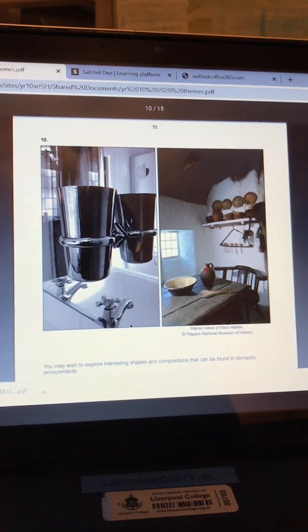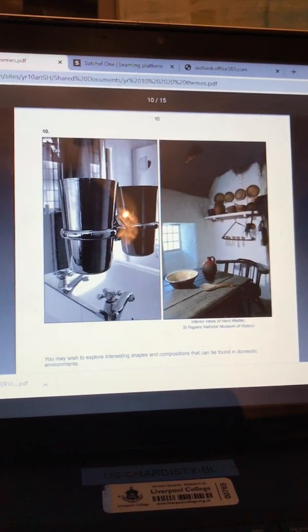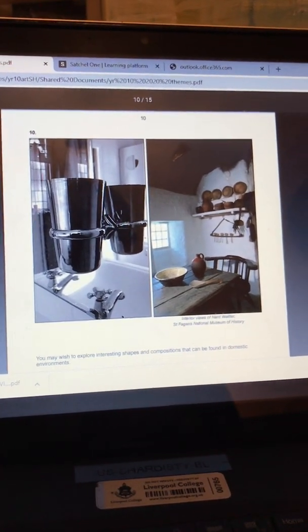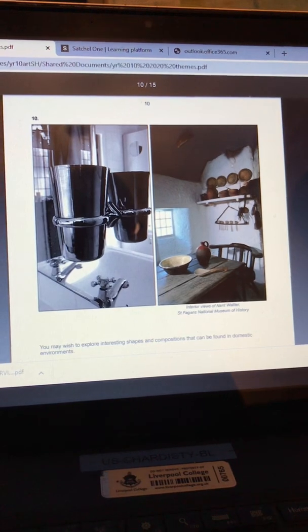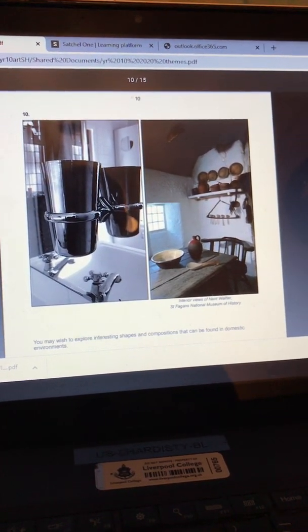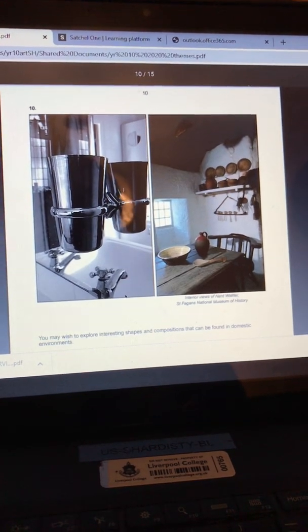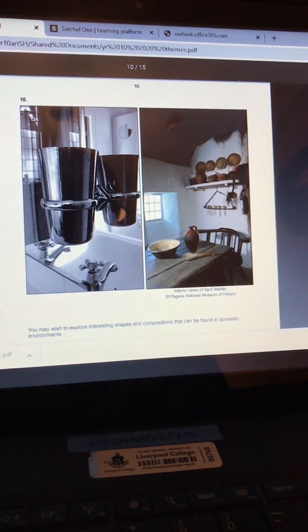You could look at reflective objects in your kitchen, saucepans, cups and saucers, anything that you can stack and maybe create interesting shapes and compositions from domestic environments. So you could even include things like inside your wardrobe, with shoes, with fashion. Really, it's a very broad question indeed, that one.